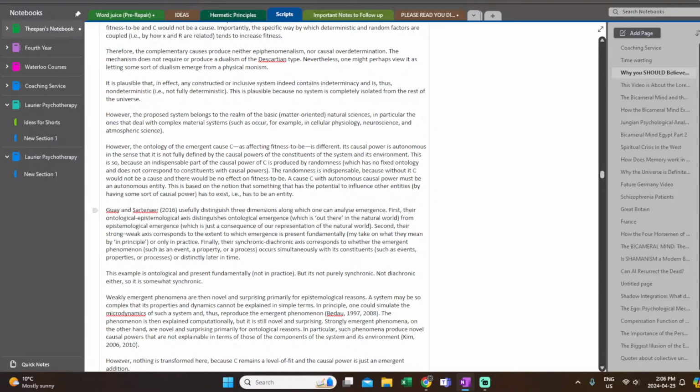Finally, their synchronic diachronic axis corresponds to whether the emergent phenomenon, as an event, a property, or a process, occurs simultaneously with its constituents, such as events, properties, or processes, or distinctly later in time. That's an interesting one. I think I need to note this. Okay, so it's just the time axis.